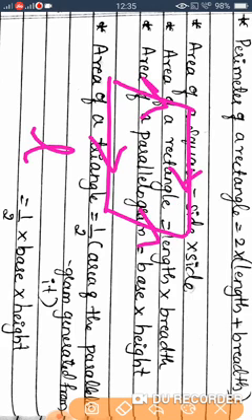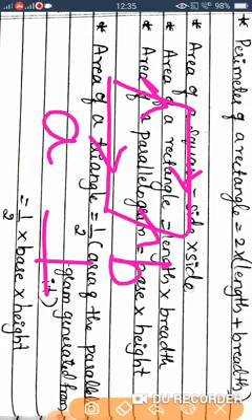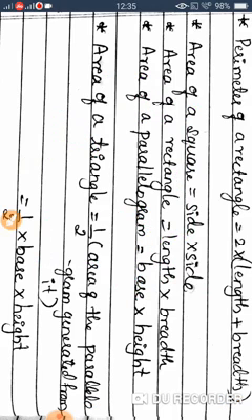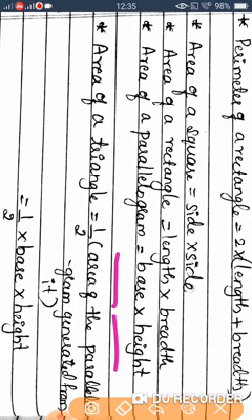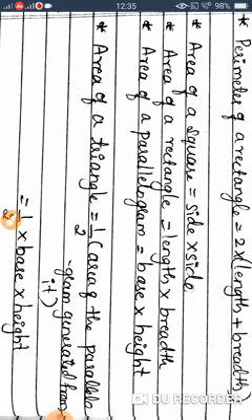Maybe this is L and this is B, but it should not be taken as breadth, because breadth is always a perpendicular distance. The perpendicular is not a condition here for length and breadth. So for a parallelogram, instead of length and breadth we say base and height. The area is base into height. Then area of a triangle.